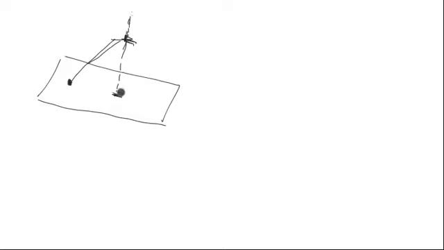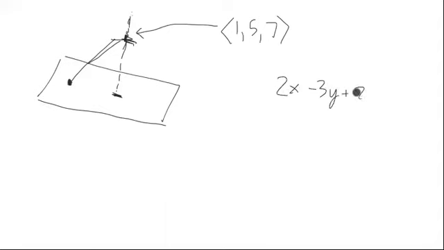That's all that is. Now, for instance, what if we had a point like 1, 5, and 7? I'll write it as a vector, that's fine. So that's your point. Maybe you have a plane, maybe the plane is something like 2x minus 3y plus z is equal to 7. And you want to find the distance between this point and this plane.